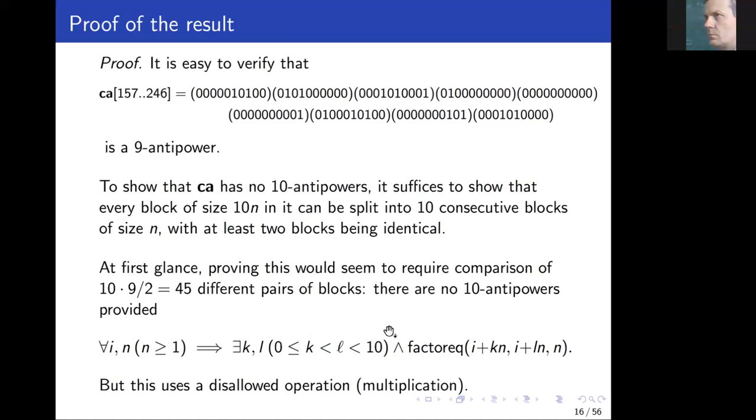But we can just unroll this, because k and l are just between 0 and 10. We can unroll this into 45 different statements, and we can run Walnut on that. But luckily, we don't have to. We can do some experimentation to see which blocks it suffices to look at.